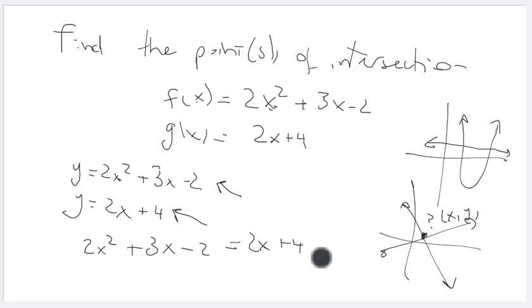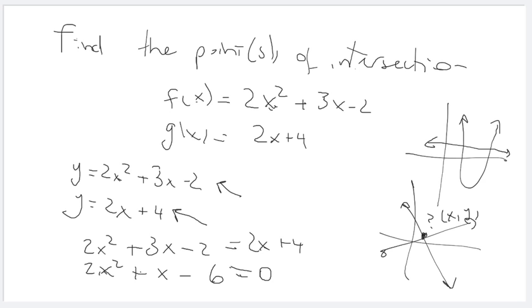Okay, and this is my equation setting them equal. I'm trying to find the points of intersection. To solve this equation, to continue from our solving quadratic equations lesson, we're going to need to move everything to the left-hand side to get it into standard form, ax squared plus bx plus c equals 0. So when I do that, I'm going to get 2x squared plus x minus 6 equals 0.